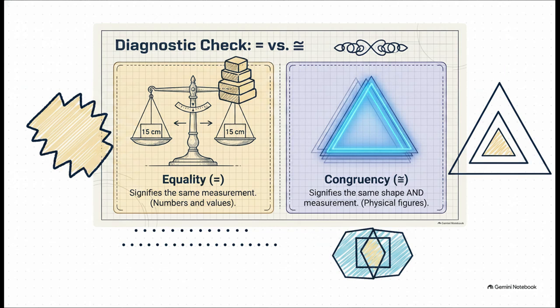This visual diagnostic check really hits the nail on the head. On the left, we have equality. It's like balancing numbers on a scale. A 15-centimeter block perfectly balances another 15-centimeter block. They're equal in value. But look over to the right. Congruency is physical. It's about taking two distinct neon triangles and being able to perfectly stack them on top of one another so they physically merge into one.